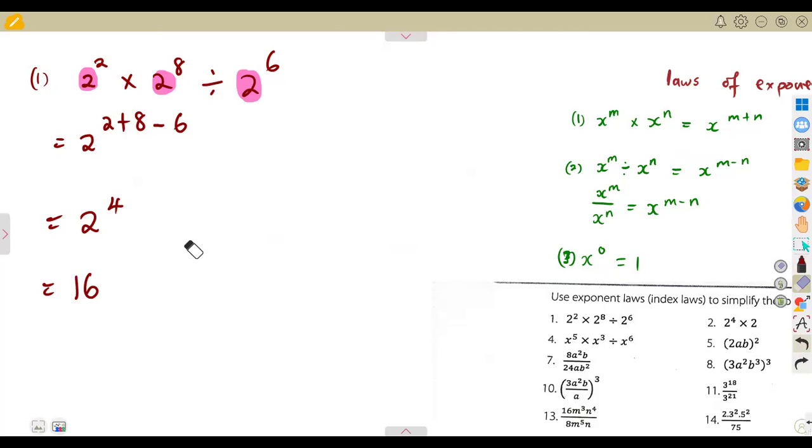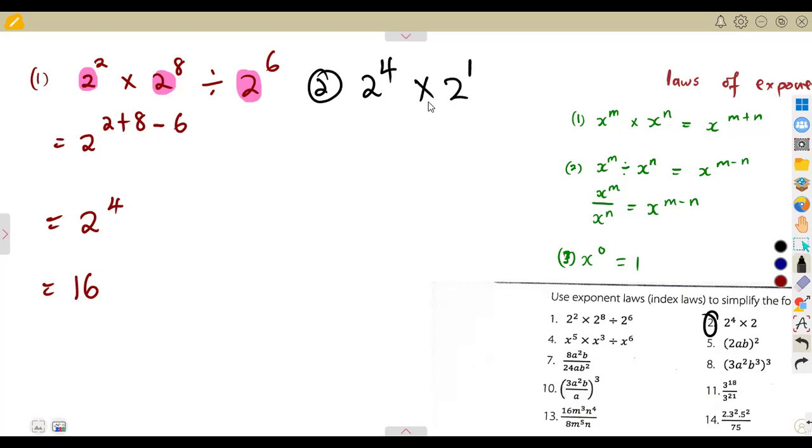So it is all about the laws that you are given. Number 2, we are given to simplify 2 to the exponent of 4 times 2. What is the exponent that is affecting 2? If the exponent is not given, it means there is a 1. If the number is invisible, there is a 1. Whenever you see the number invisible, it means there is a 1.